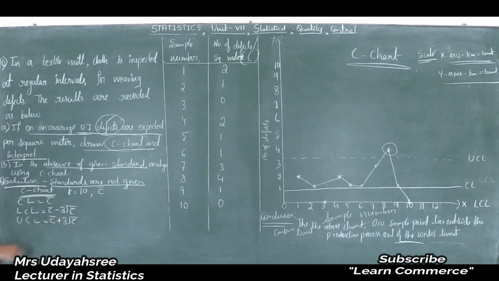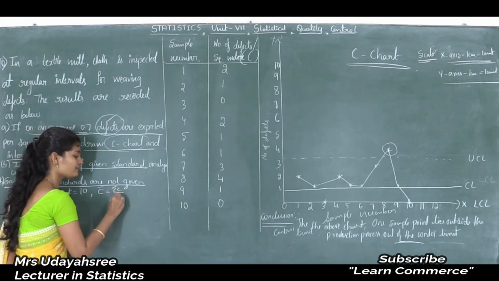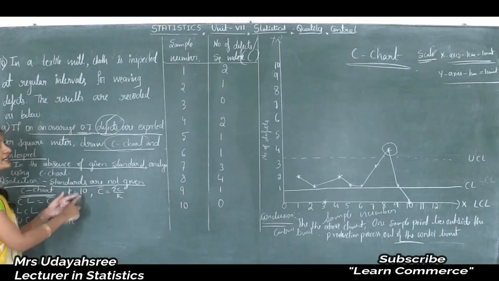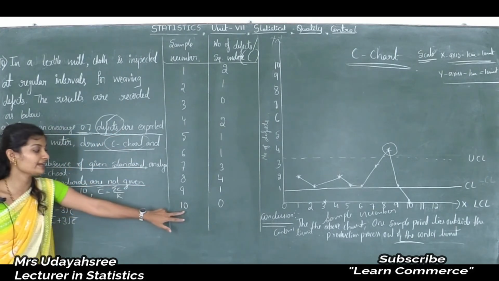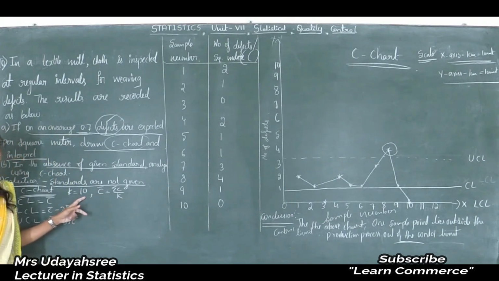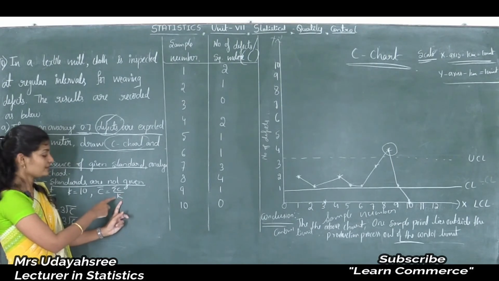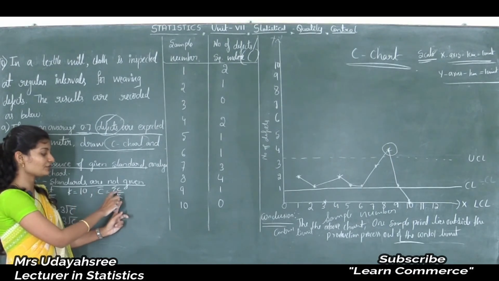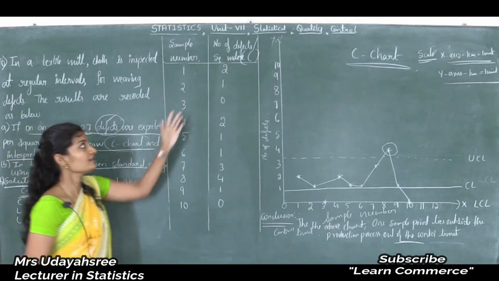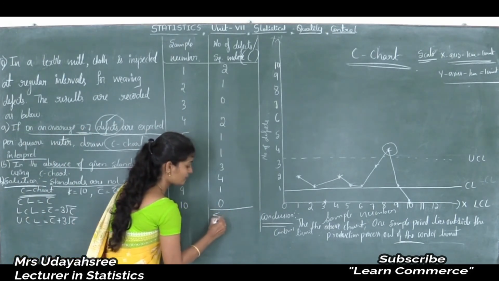See, here based on our formula we need C bar. So, how to calculate C bar? To calculate C bar, we use the formula summation C divided by K. K is the sample number. Here 10 sample numbers are given, therefore K is equal to 10. Okay, so here we found K, so K is 10. Next we need to calculate sum of C. See, here C observations are given, so we can easily calculate sum of C.